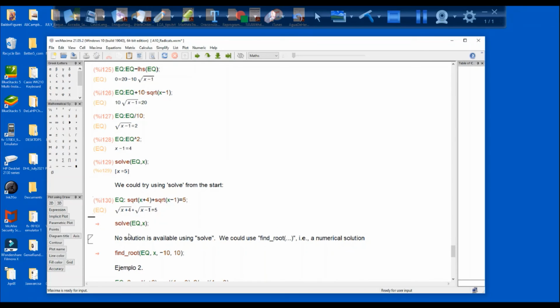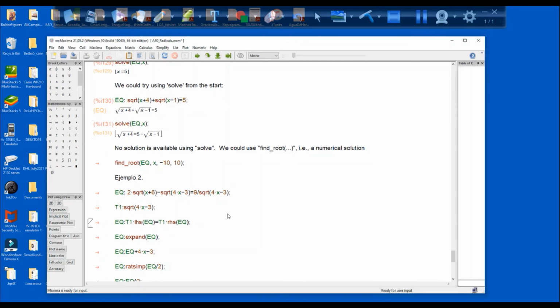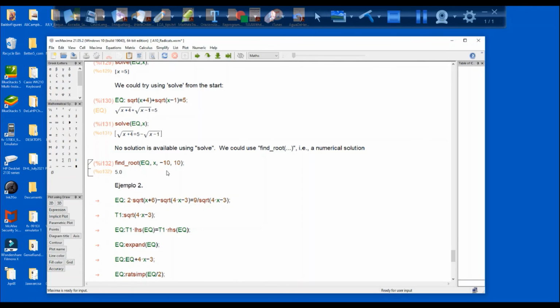Or if you have that, you can use solve. But solve doesn't work here. It just doesn't want to do it. So we could try to find a numerical result with find root. Here's another example.